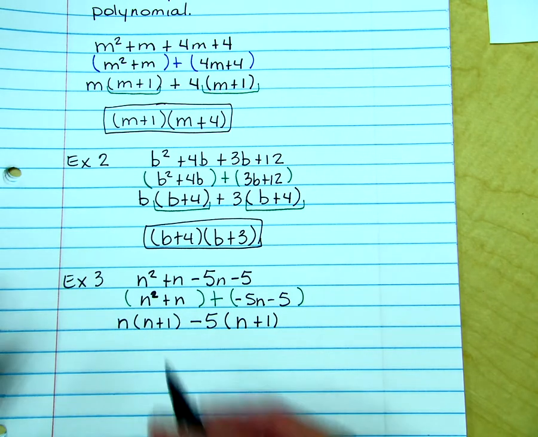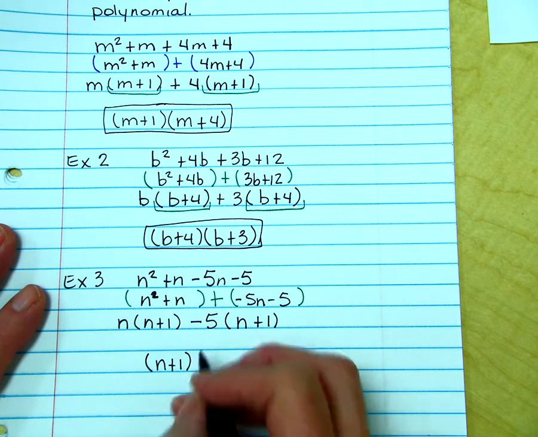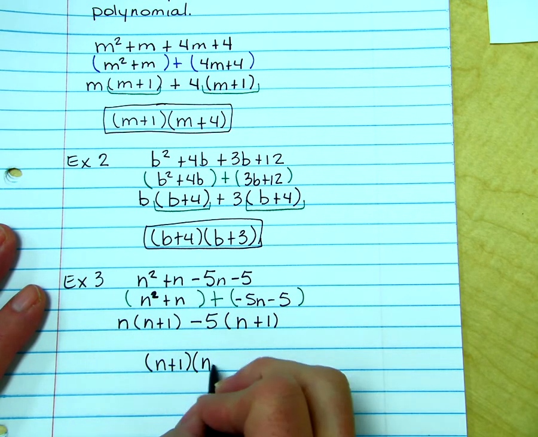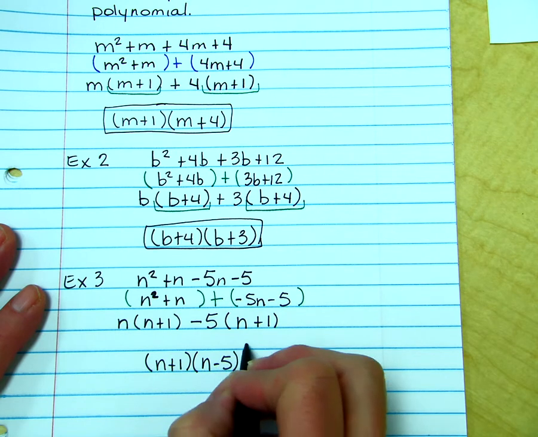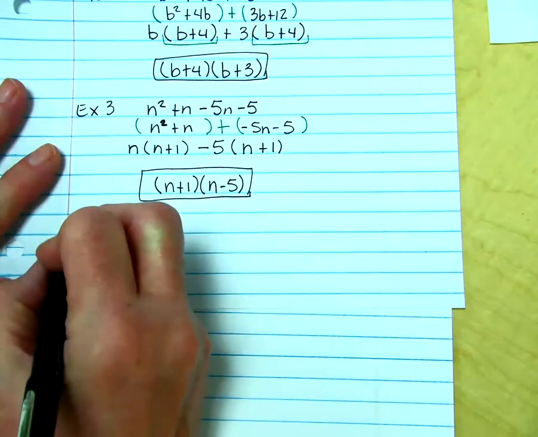Now we have our n plus 1, which is our common factor, and we're left with an n and a minus 5. So there's our factored form of that polynomial. Let's try one more example. So example 4.